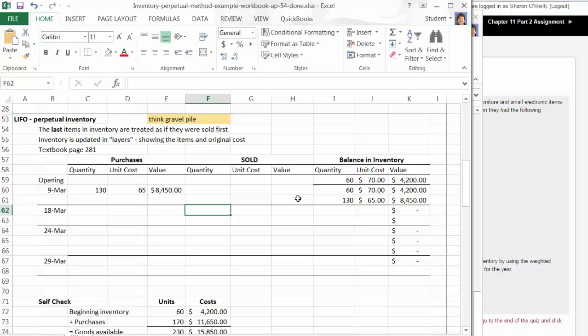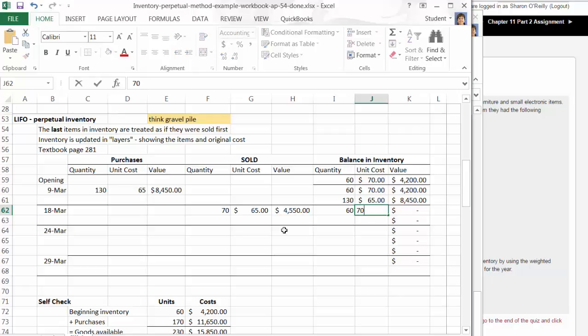Now, on the 18th of March, 70 units are sold. The issue is, which units were sold? Using LIFO, the units that were sold will be the last units that were purchased. So we have 130 units that were purchased at $65. The 70 we sold will come out of those units. So we sold 70. The cost of the latest units was $65. So the cost of goods sold is $4,550.